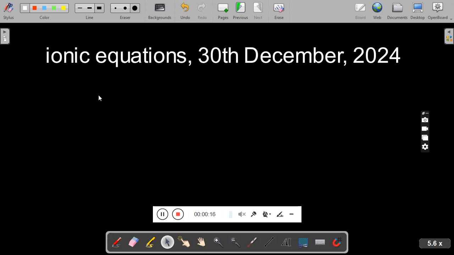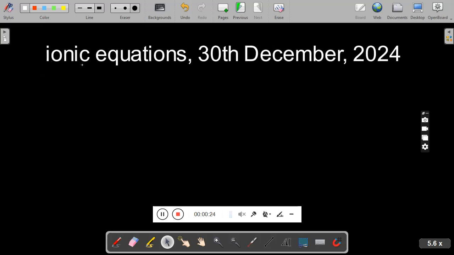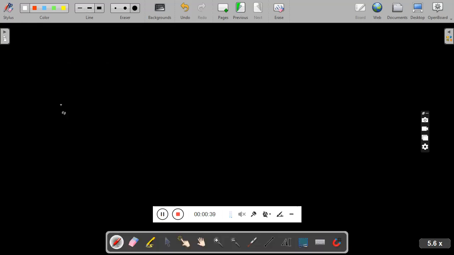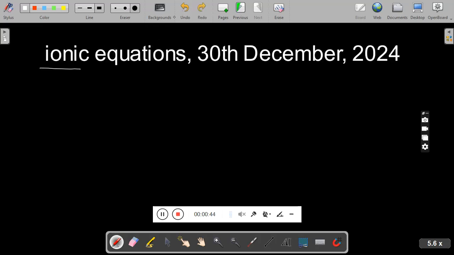Let me introduce ionic equations. By the name itself, ionic, it means that we are dealing with ions in this case. So we are looking at chemical equations where ions are involved.